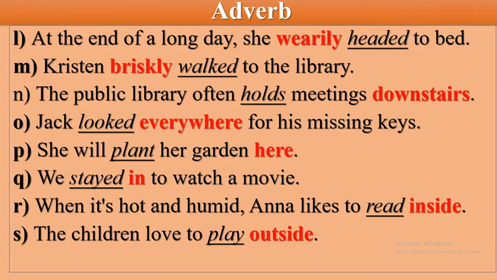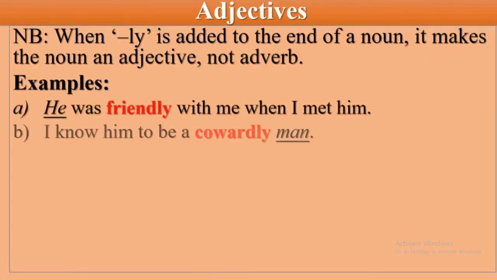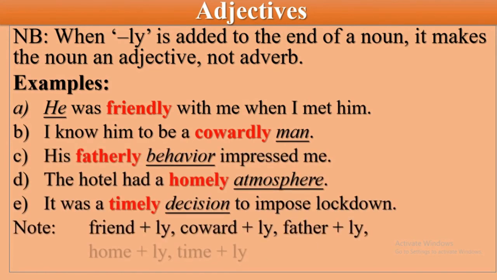Here are some more examples. There are some words which end in ly, but these are not adverbs, rather these are adjectives, because you know adverbs are formed by adding ly at the end of adjectives, but here these words are formed by adding ly at the end of some nouns. That is, when nouns take ly at their end, these nouns become adjectives, not adverbs.